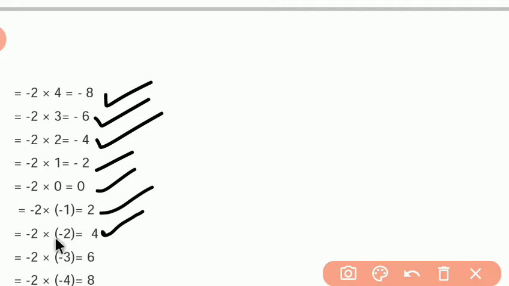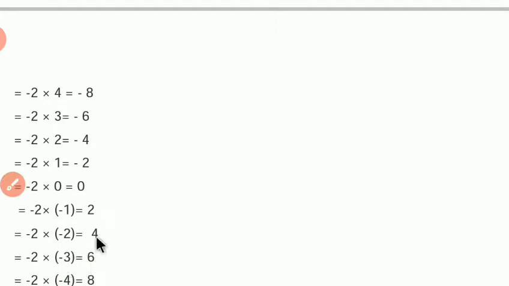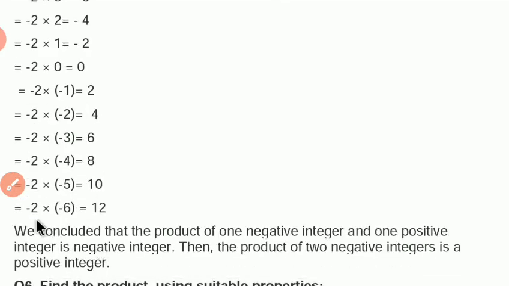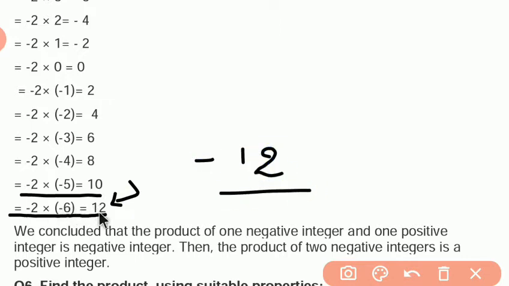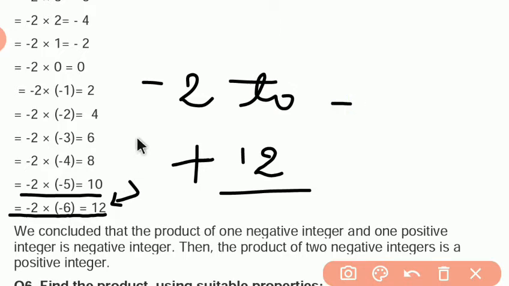Now -2 into -2, 2 2s are 4 and minus minus plus. Then after 2 we have to multiply by -3. So -2 into -3, 2 3s are 6 and minus into minus plus. Then like this we have to go till -6. So -2 into -4 is +8, -2 into -5 is +10, and the last one, -2 into -6. So 6 2s are 12, and minus into minus plus. So we have started from -2 into 6 is -12, till -2 into -6 equal to +12.